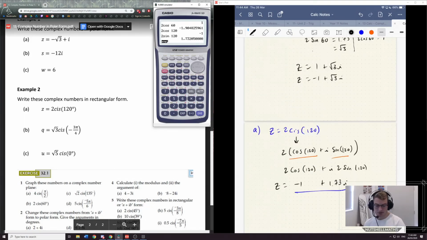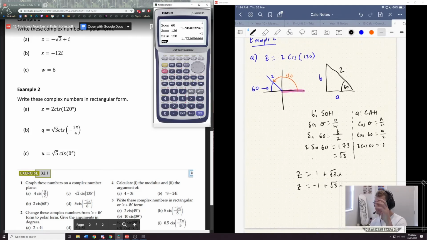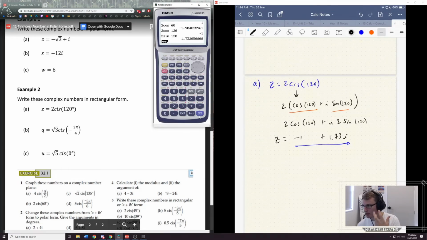Right. Okay. In this example, we use 60 because we used the diagram and the definition of a triangle. But in this one, we're using the definition of what cis is. And cis uses the argument. So cis is cos of the argument plus I sine of the argument. So therefore we can always use the argument. I recommend always doing it this way that you see here. So let's use this way to work out B, please.